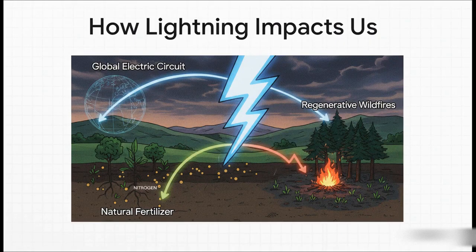And this is where that educational piece of the mission really shines. That spectacular strike, it wasn't just for show. It's a critical part of our planet's global electric circuit. I mean, a single bolt is hotter than the surface of the sun. It literally pulls nitrogen out of the air, creating a natural fertilizer for plants. And yeah, it can also spark regenerative wildfires. It's just as much a creator as it is a destroyer.